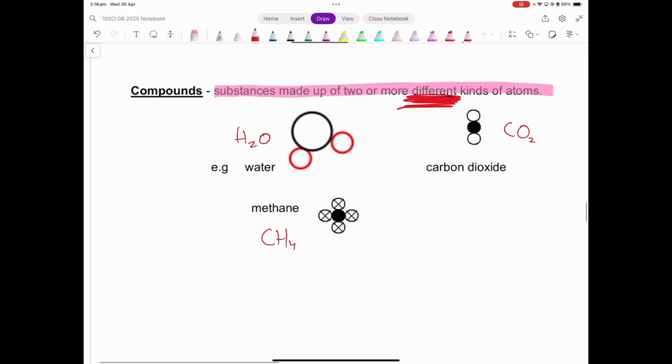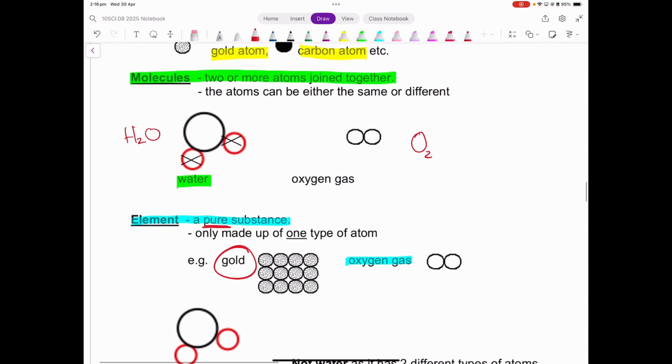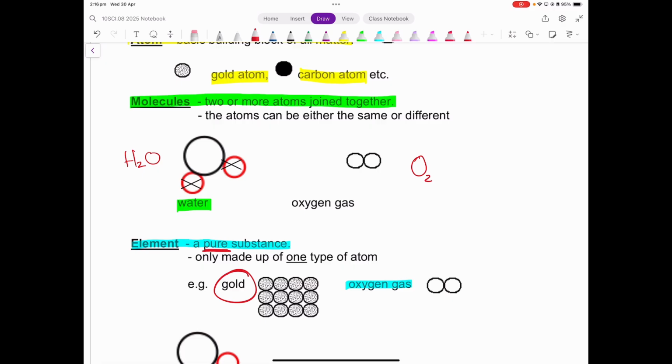So if we scroll back up here, okay, I've got my molecules. Which of these is a compound? One of them is a compound. Which one is it? Water. Water. Why is water also a compound? Excellent, because it is made up of both hydrogen and oxygen. Oxygen gas, on the other hand, is a molecule, but it's also what instead? Also an element, because it is a pure substance.